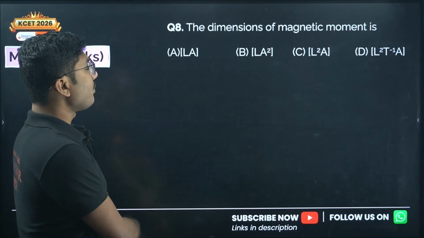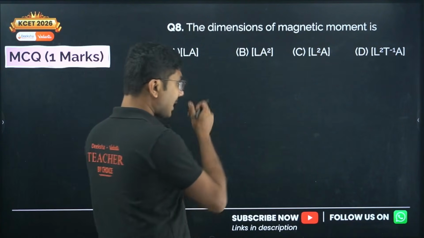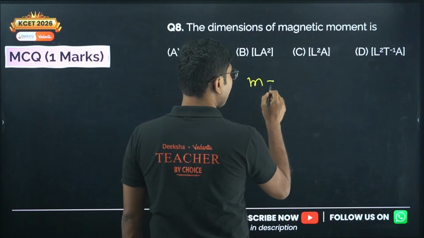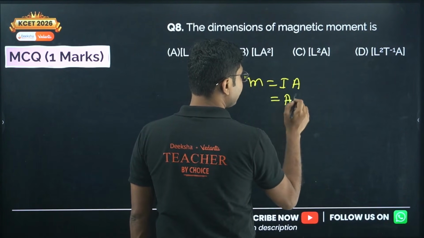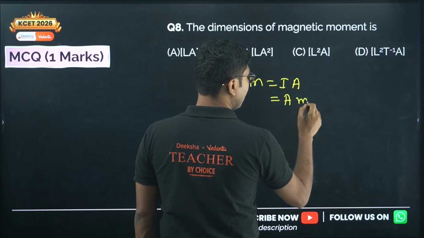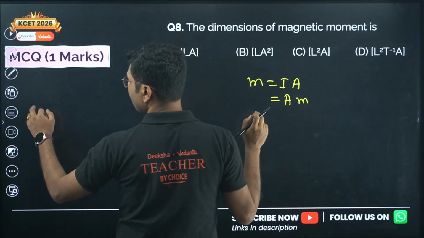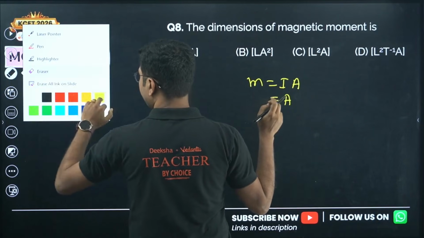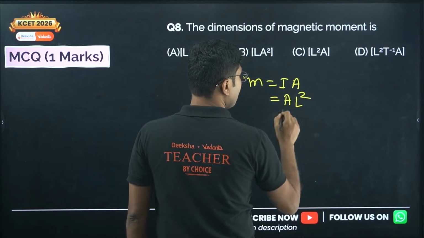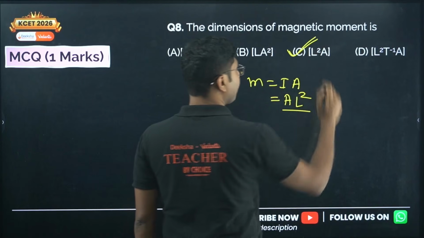The dimensions of magnetic moment is, so what is magnetic moment? Magnetic moment is given by current into area. So current's dimension is A and area is L square. So L square A is the dimension of magnetic moment.